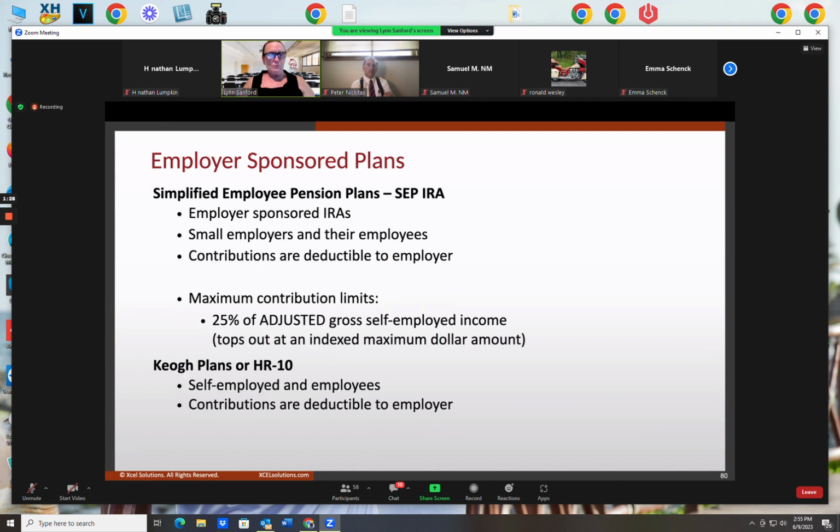Simplified employee pension plans, known as SEPs or SEP IRAs. These are ideal for small business owners, business owners with a small number of employees.